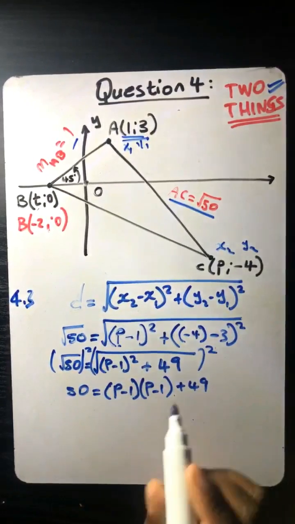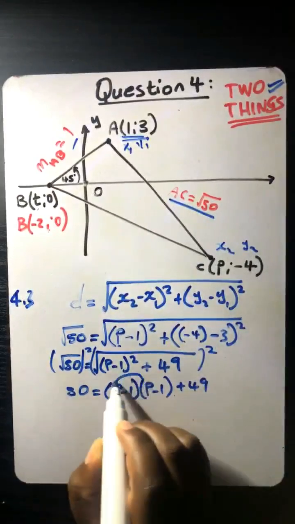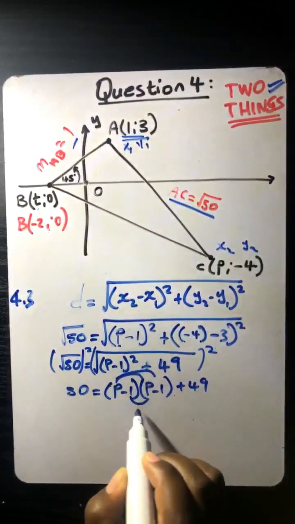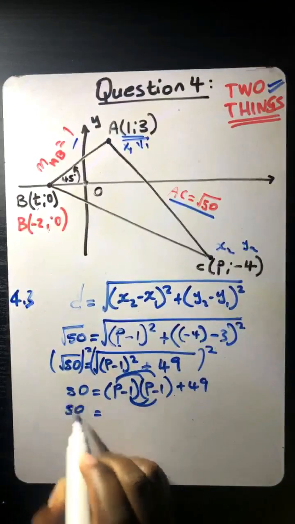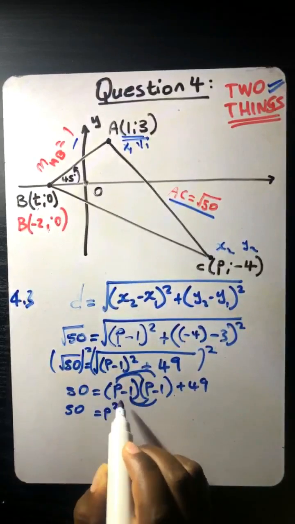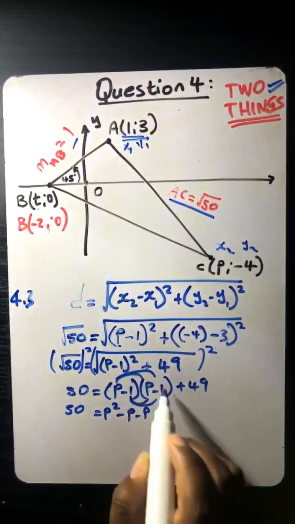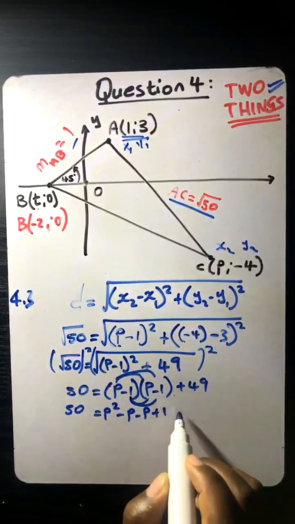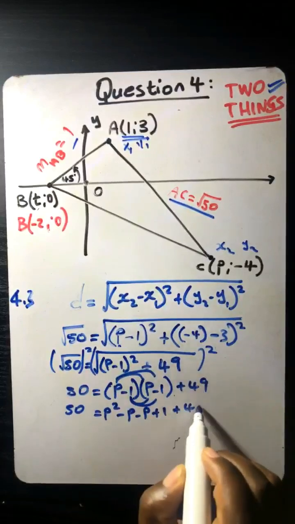Okay, 100%. So let's see. We are having that by that, that by that, that by that, that by that. We still have that 50 on the other side. So that means that by that is P squared, that by that is minus P, that by that is minus P, that by that is plus 1. You still have 49 there.